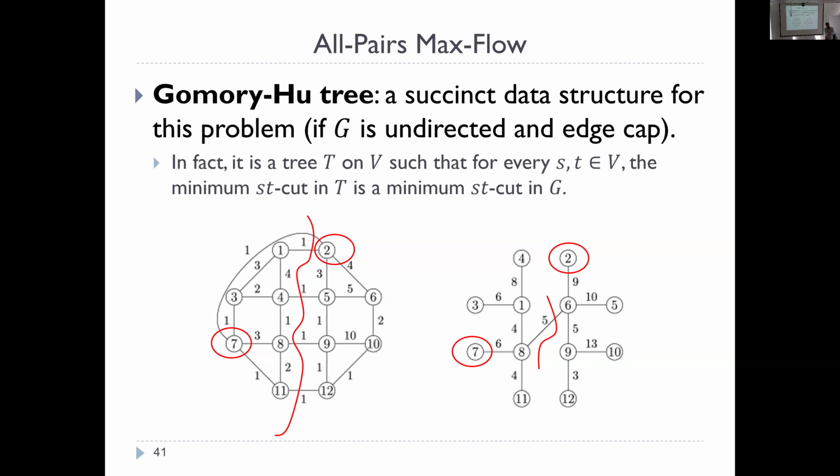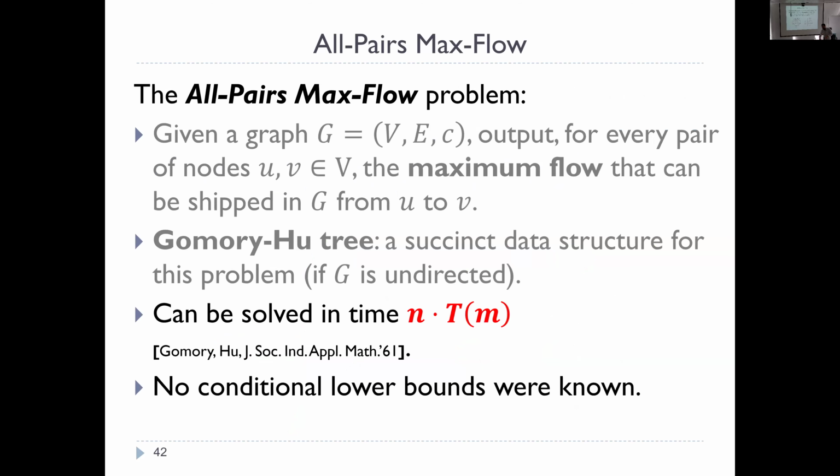So the fact that they exist is not trivial at all. Gomory and Hu showed in 1961 that they exist in that setting, but they also showed how to find them relatively fast. So they showed an algorithm with running time n, the number of nodes, times T of m, the running time of a single pair maximum flow. If you run n times the time of maximum flow, you get that tree. That's what they showed.